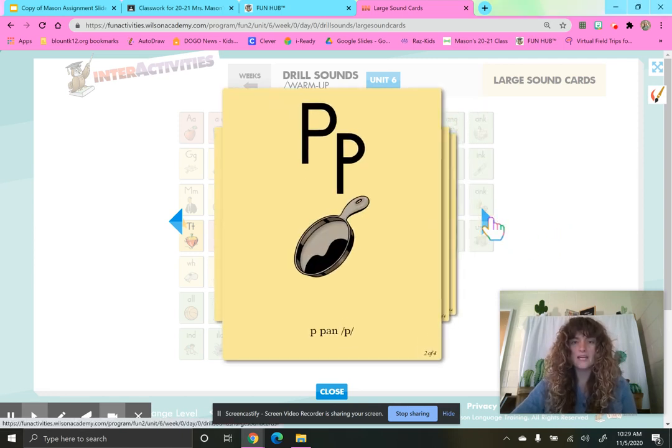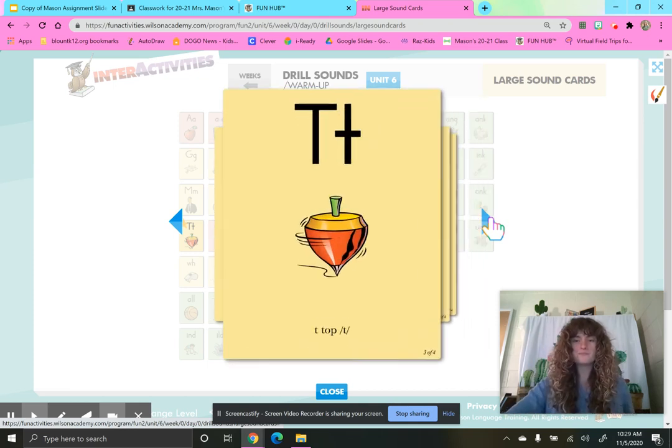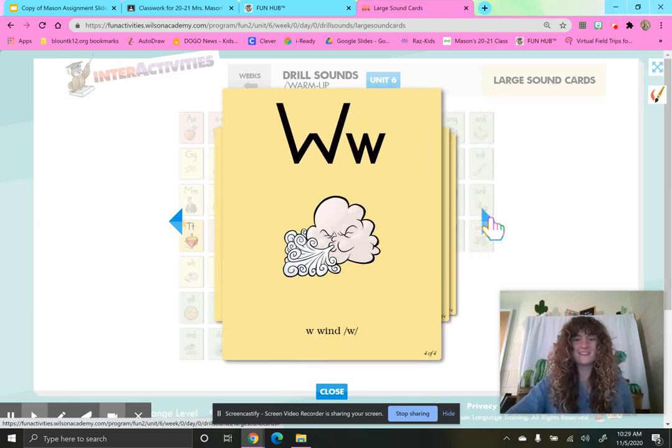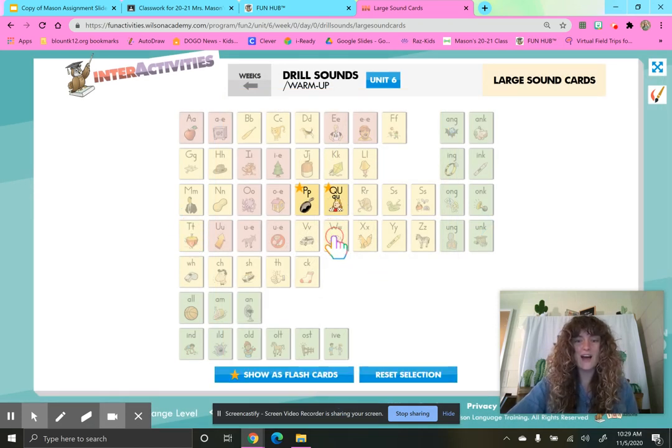P, pan, p. Notice that I cut it off before I added an uh. So P, pan, p. T, top, t. W, wind, w. All right, and let's do those vowel sounds, our short vowel sounds and our long vowel sounds.